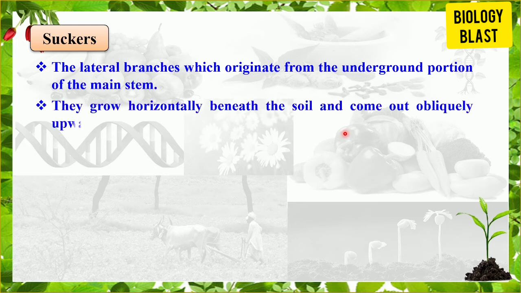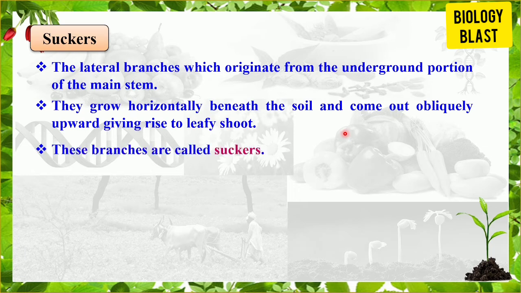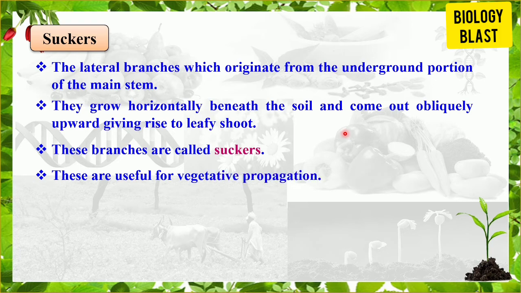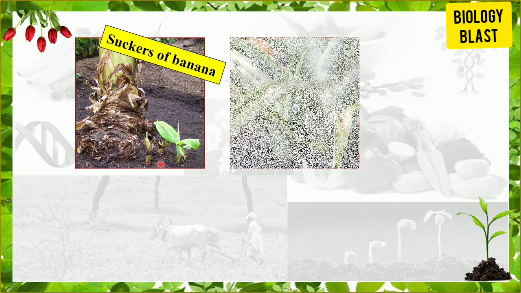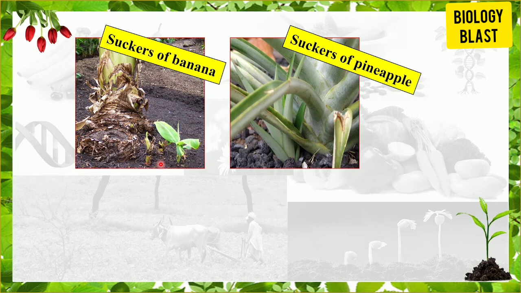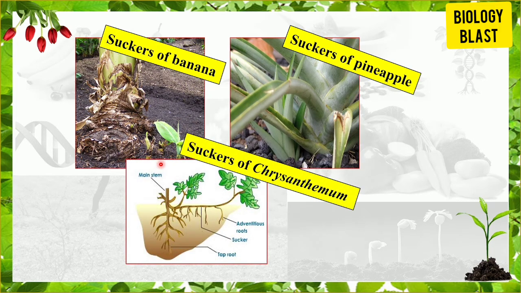Next one, suckers. The lateral branch which originates from the underground portion of the main stem. They grow horizontally beneath the soil and come out obliquely upward, giving rise to a leafy shoot. These branches are called suckers. These are useful for vegetative propagation. Suckers of banana, suckers of pineapple, suckers of chrysanthemum.